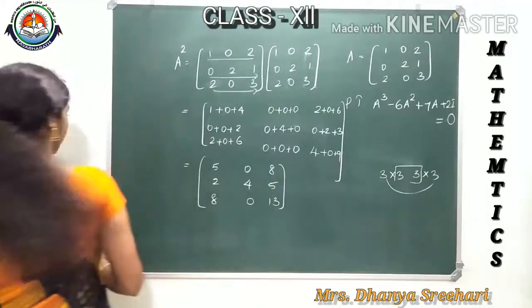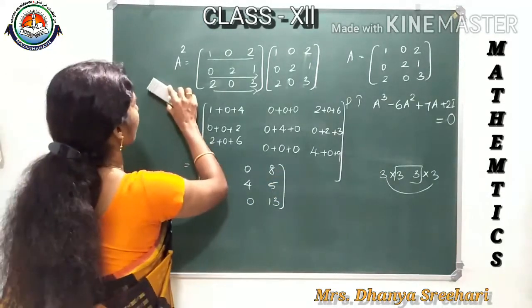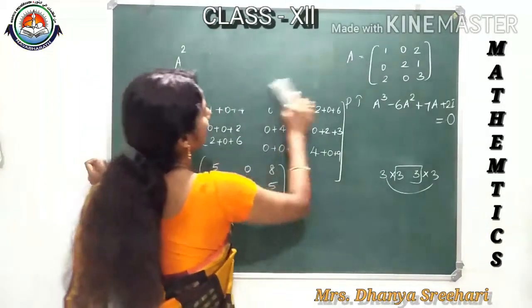We got a new matrix, that is A square. Then we need A cube.